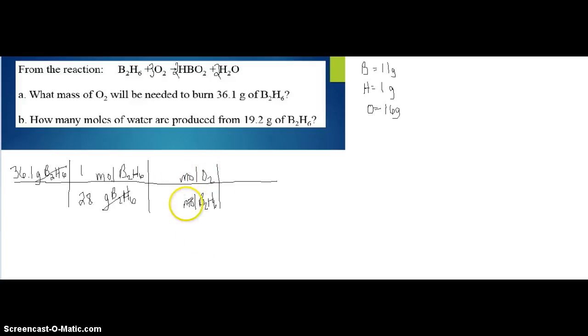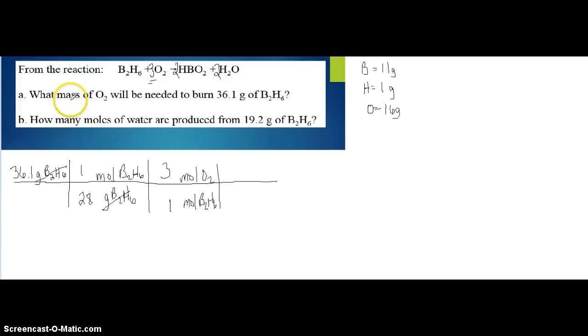When you're looking at mole to moles, you use the mole to mole ratio that was given in your balanced equation. So I come up here and I look at oxygen. What coefficient is written before oxygen? It's a 3. So for every 3 moles of oxygen, I need 1 mole of B2H6. So it's a 3-to-1 ratio.